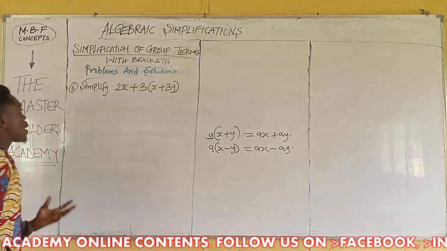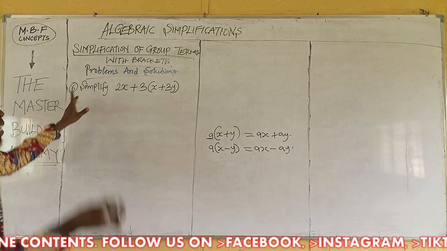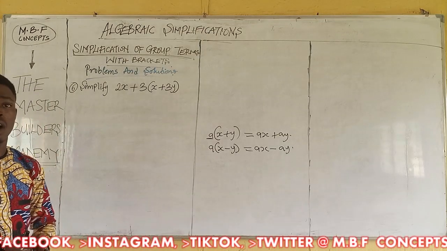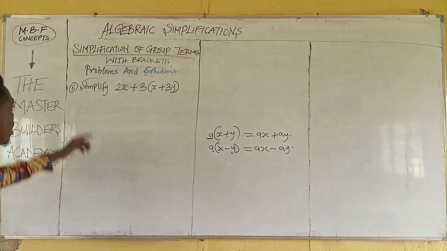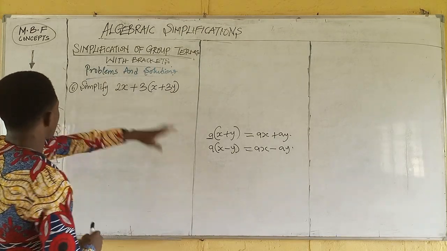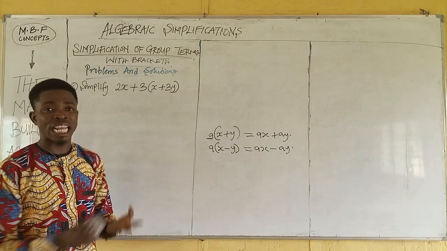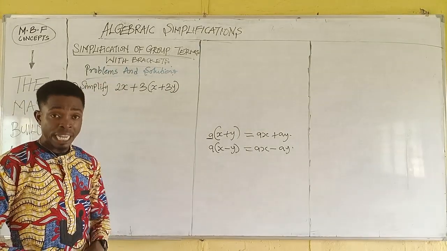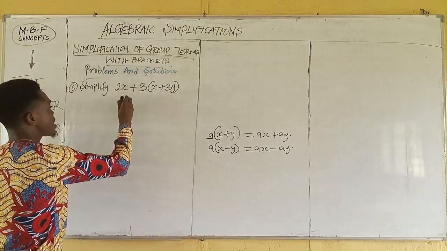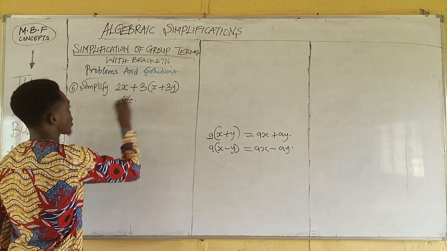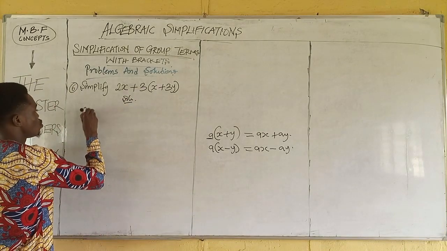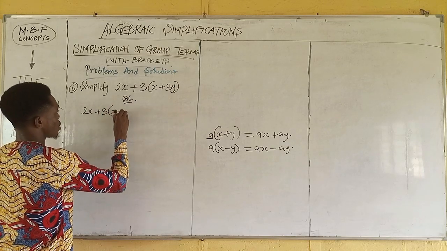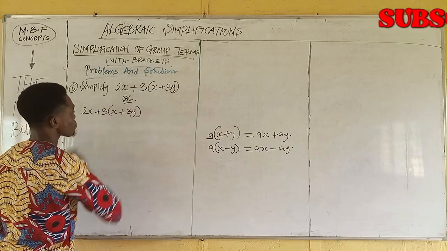So on the board we have question number 6. We stopped at question number 5 in the first session. Now we continue from where we stopped, and that's why I called it a continuation class. Now in this class we are asked to simplify 2x plus 3 open bracket x plus 3y. Now we have bracket involved in this question. So guys, the first thing we do is to pull down our solution. We have 2x plus 3 open bracket x plus 3y.